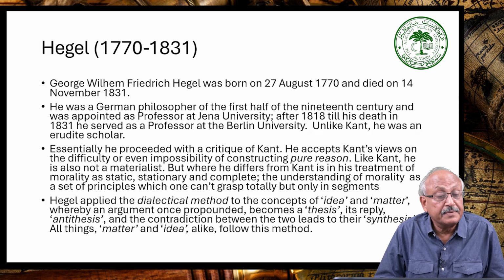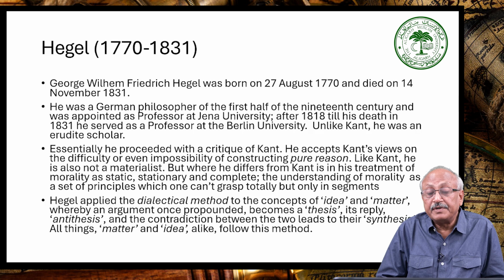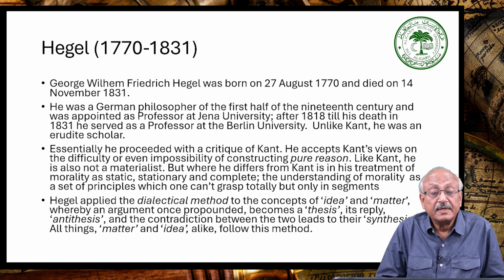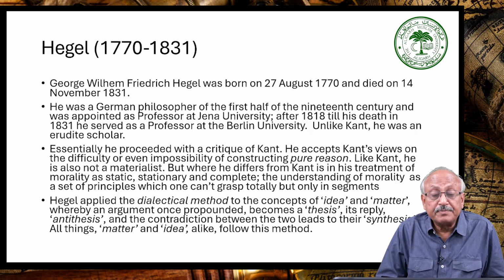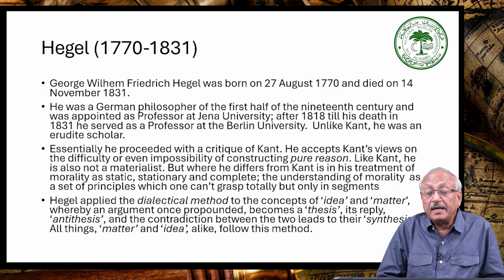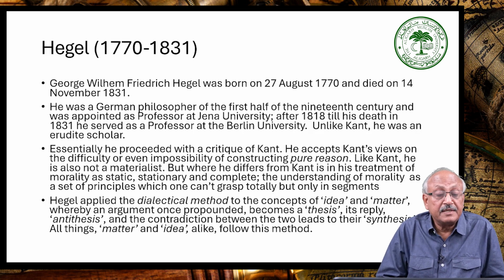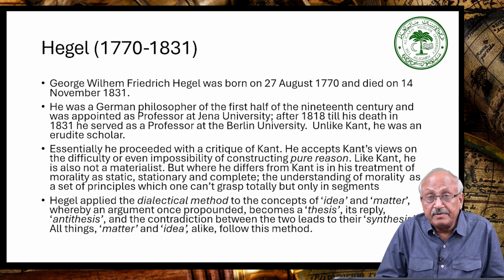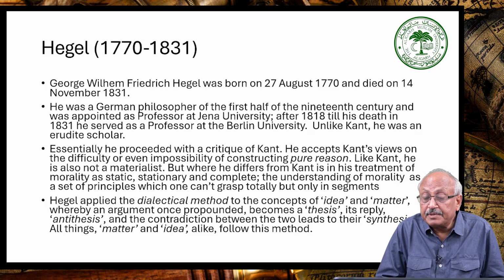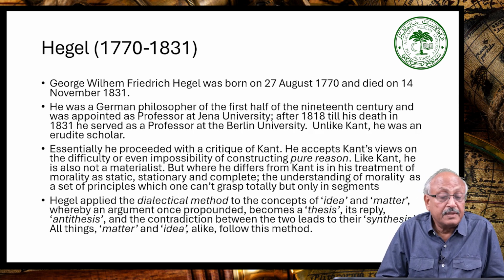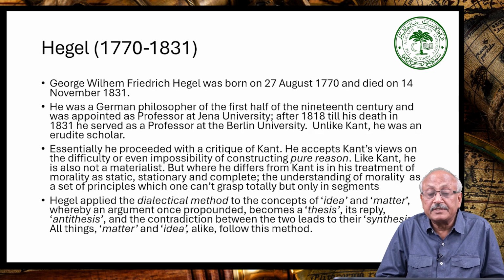Today is 17th November. He was a German philosopher of the first half of the 19th century and was appointed as professor at Jena University, and after 1818 till his death in 1831, he served as professor at the Berlin University. Unlike Kant, he was an erudite scholar. Essentially, he proceeded with a critique of Kant. He accepted Kant's views on the difficulty or even impossibility of constructing pure reason. On that, there is some agreement.